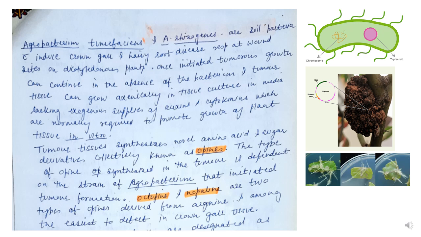The second picture is of the tumor which is called crown gall, which is formed by Agrobacterium tumefaciens, and the picture at the bottom is showing the hairy roots which are caused by Agrobacterium rhizogenes.